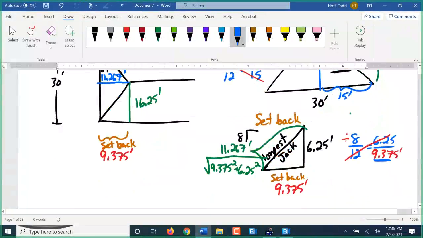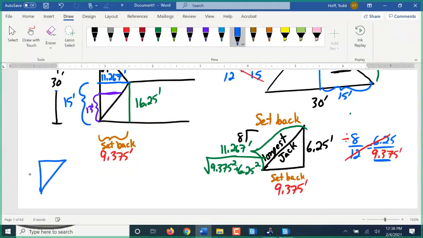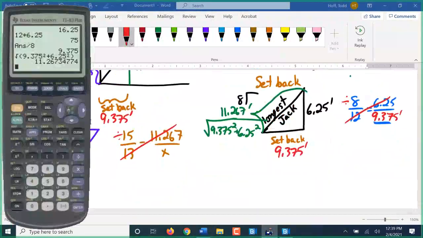So now we can find the decrease on each side. Remember, being unconventional, the decrease will be different on each side. So I'm going to start over here. Of course, we have to find the next longest jack in either case. Over here, I know that this dimension is 15 feet, just half the span. This dimension is going to be 13 feet, 2 feet less. We have 15 and 11.267 compared to 13, and I'll call that length x. So 15 goes to 13 as 11.267 goes to x, and we can cross multiply and divide: 13 times 11.267 divided by 15 gives 9.765.